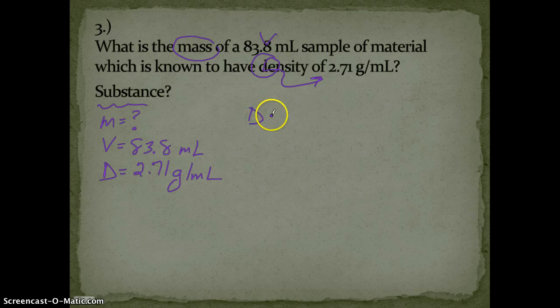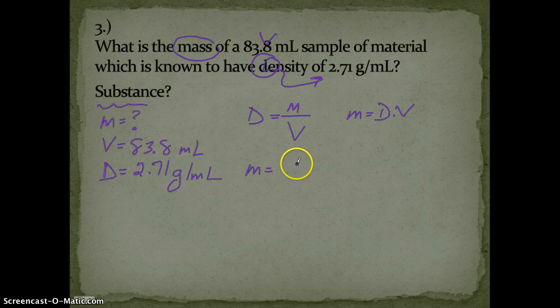So the density equation, never forget this, the density of a substance is equivalent to its mass per unit volume. Alrighty, so density equals mass per unit volume. So that would mean if we're solving for mass, we would simply multiply both sides by V, and we would get M equals D times V. It's as easy as that. So we go ahead and solve.